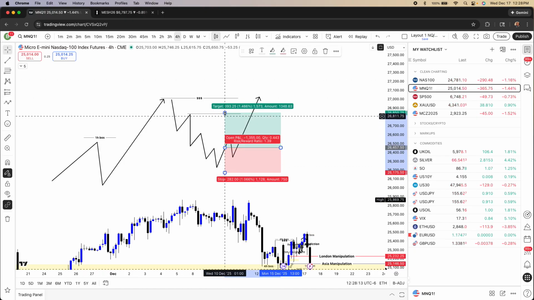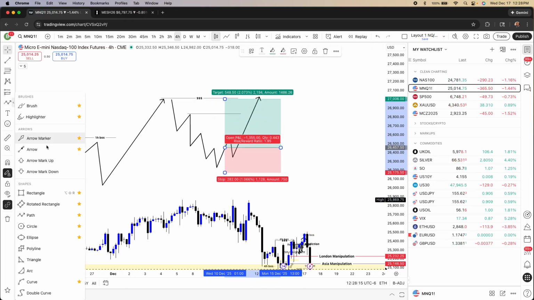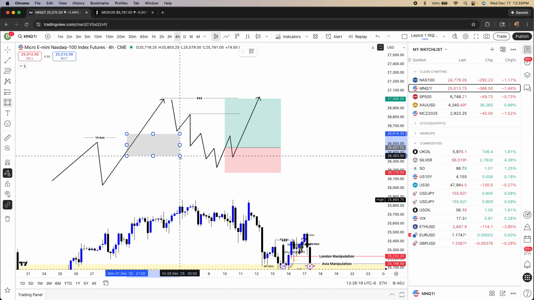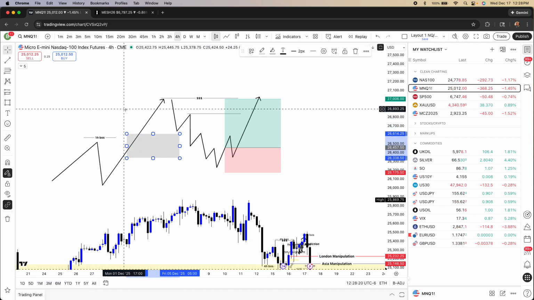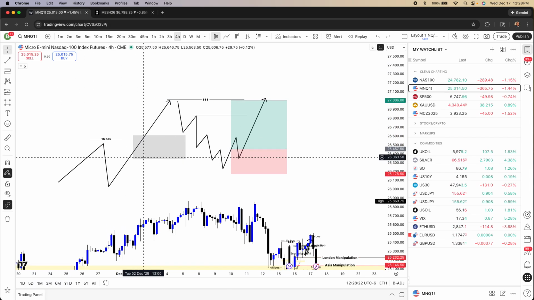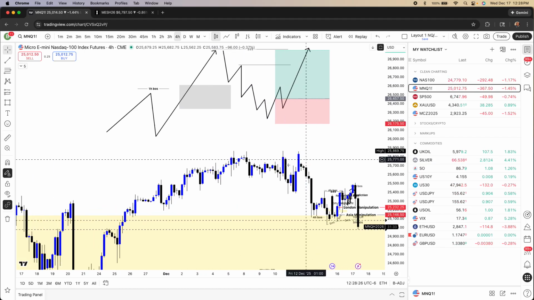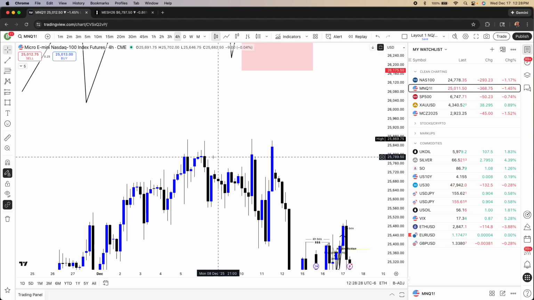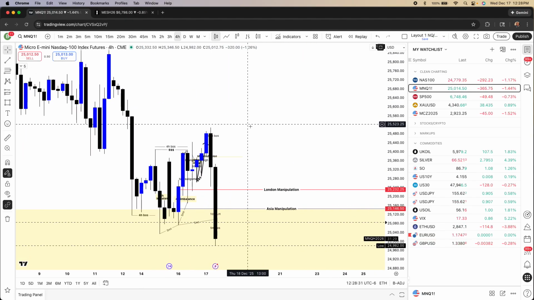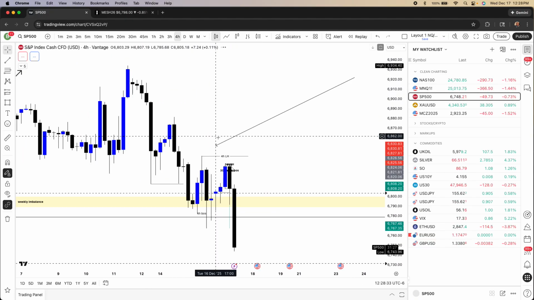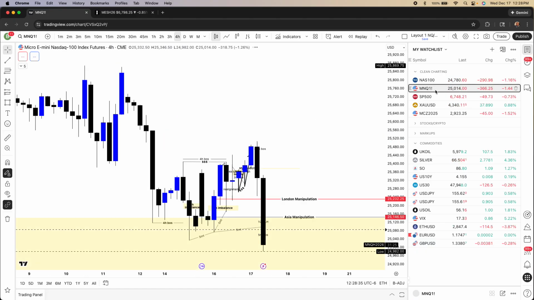I also usually want to see some type of imbalance inside of here that validates this as being a good demand zone or supply zone, depending on if I'm buying or selling. So just a quick example of that. We'll go to the S&P real quick. Why does that look different?